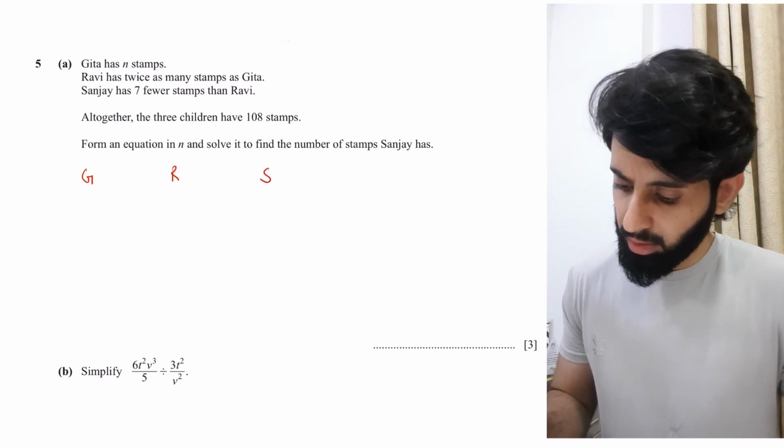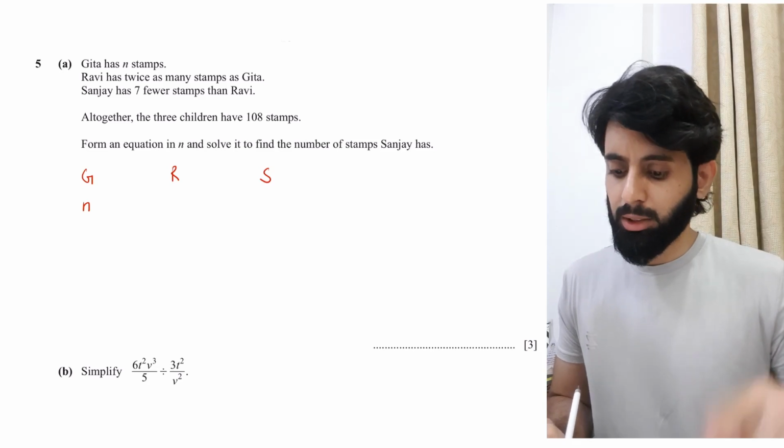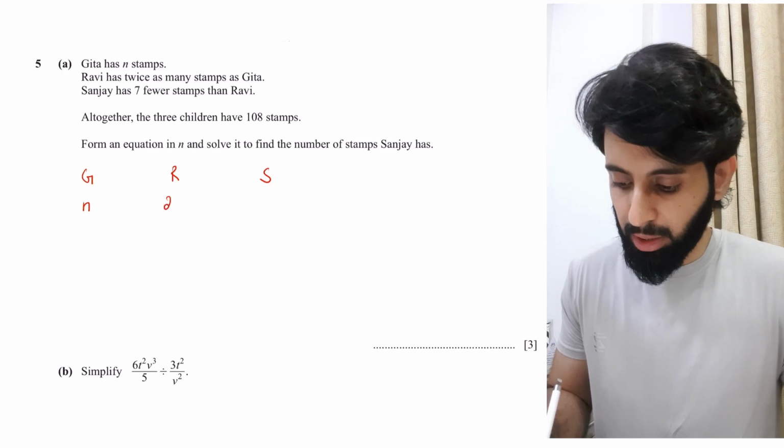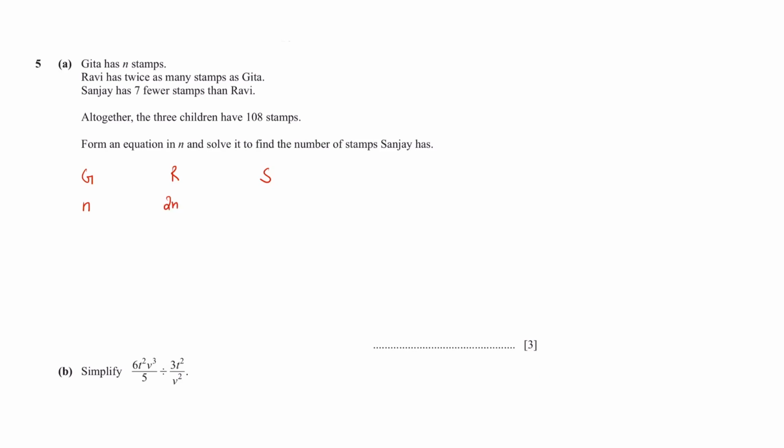So we start off with Geeta, who has n stamps. Ravi has twice as many stamps as Geeta, so that means I'll just multiply the number of stamps Geeta has by 2 in order to obtain the number of stamps that Ravi has.